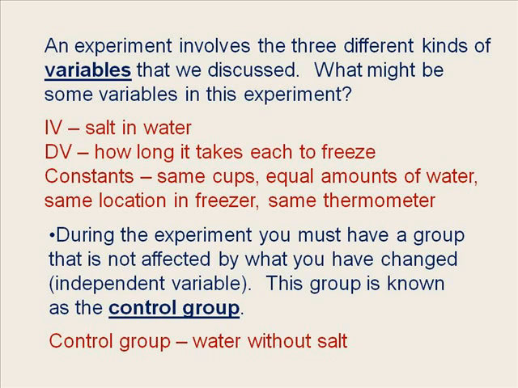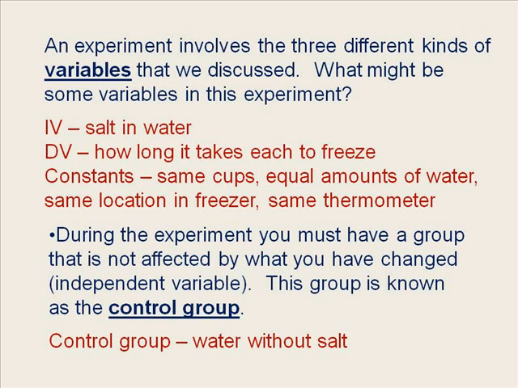For our variables, our independent variable would be the salt in the water. We have 1 cup with fresh water, and now we have 1 cup with salt water. So that would be our difference, our independent variable, what I am purposely changing. The dependent variable is what we're going to measure. So I'm going to be measuring how long it takes each cup of water to freeze.